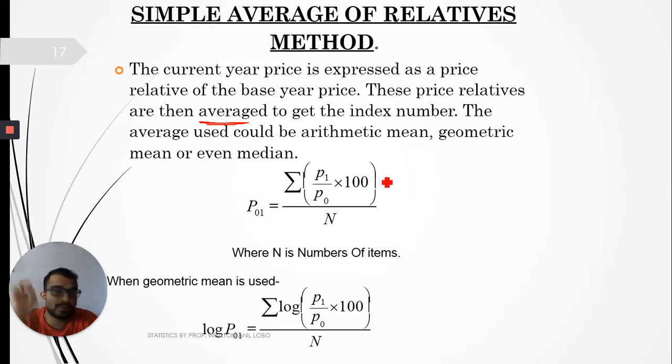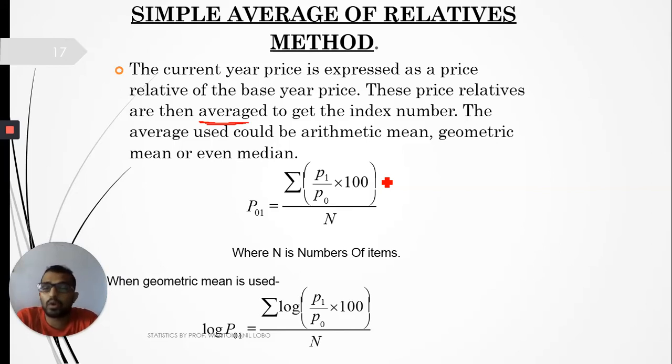Students, previously we saw summation P1, total of current year, by total of base year into 100. But here it is not like that. Here you need to take the individual price relative. For sugar, P1 by P0 into 100. For ragi, P1 by P0 into 100. For wheat, P1 by P0 into 100. For salt, P1 by P0 into 100. Current year by base year price into 100. Do everything, and once you do everything, divide it by n.